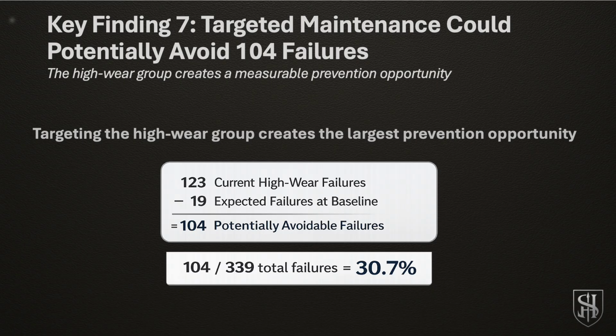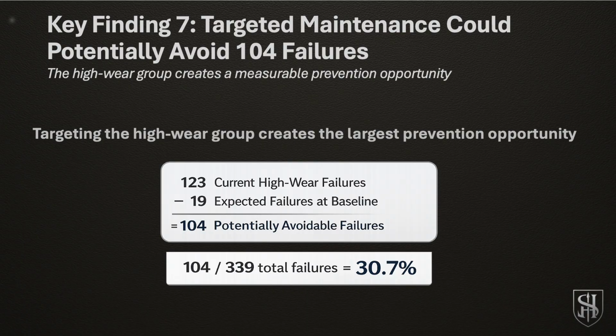These are the actual failures observed among machines with 200 minutes or more of tool wear. Next, the analysis estimated how many failures would be expected if that same high wear group performed at the below 200 baseline failure rate. Based on that calculation, the expected number of failures would be approximately 19. The difference between those two numbers is the estimated opportunity. Subtracting 19 expected failures from 123 current high wear failures produces 104 potentially avoidable failures.